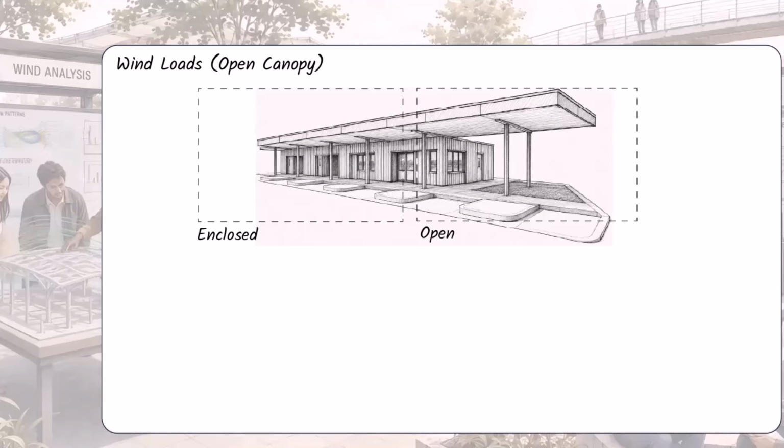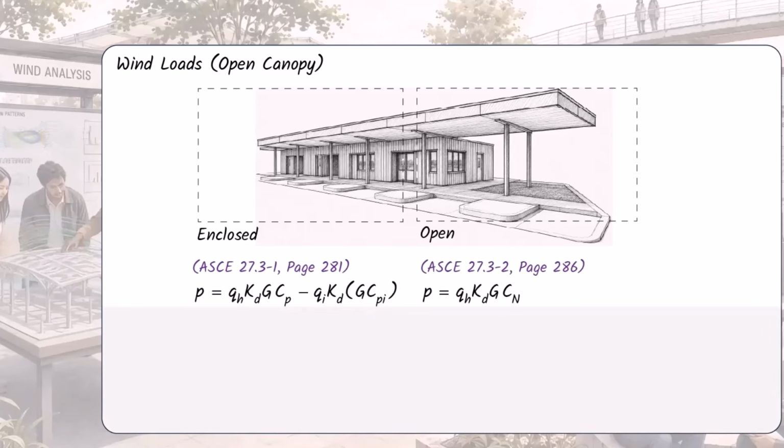Because of this mixed configuration, we need to use two different ASCE wind pressure provisions, one for the open portion of the structure and another for the enclosed areas. These equations are defined in terms of wind velocity pressure, the gust effect factor, the wind directionality factor, and the applicable internal and external pressure coefficients.